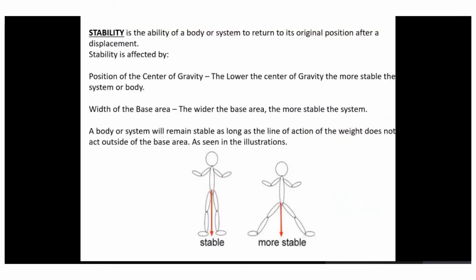All right, so we were defining stability, and we're talking about the two things that can affect stability. Number one is the position of the center of gravity. The lower it is on the object, the more stable the object is going to be. Second is the width or the base area. So the wider the bottom of the object, the more stable it's going to be.